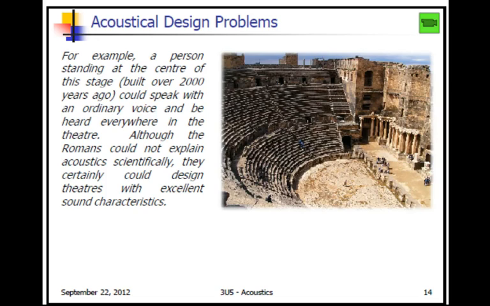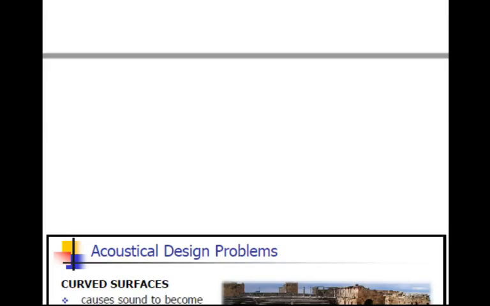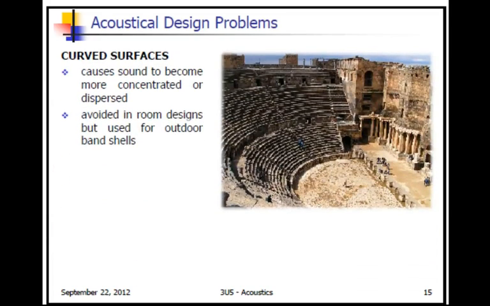A person standing at the center stage of this theater built 2,000 years ago could speak with an ordinary voice and be heard everywhere in the theater. Although Romans could not explain acoustics scientifically, they certainly could design theaters with excellent sound characteristics. So you can write this down for curved surfaces.